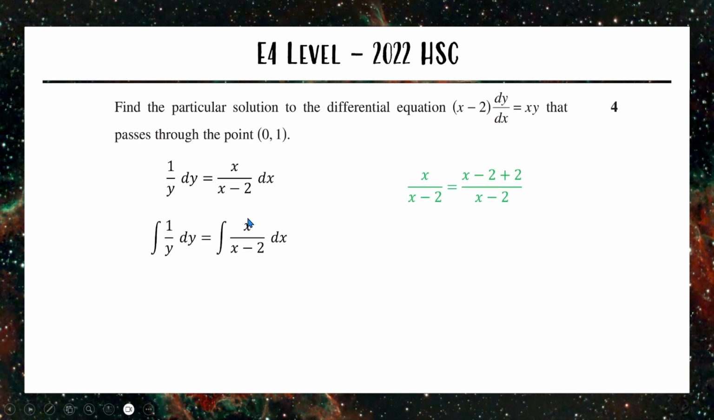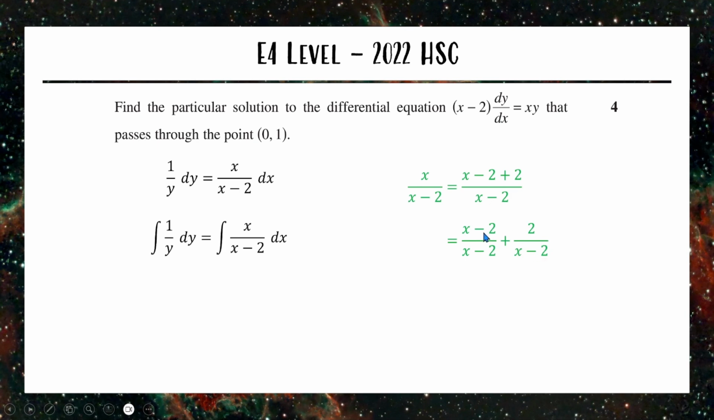We write the top, the x. We're meant to write that as x - 2 + 2, because -2 and +2 is just nothing. So I haven't really changed the value of the top. But now I can split this into two separate fractions, where one of them is going to be (x - 2) over (x - 2), and the other one will be 2 over (x - 2).